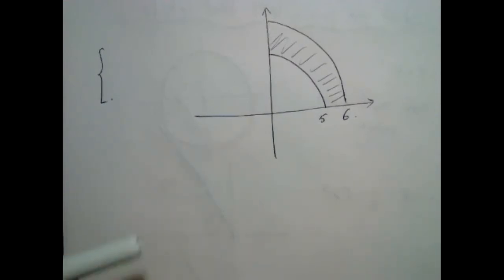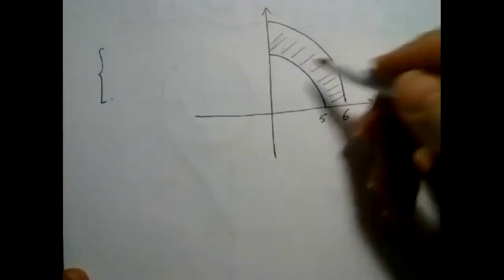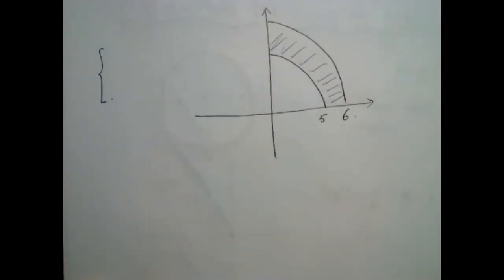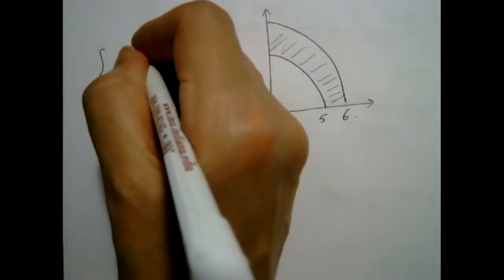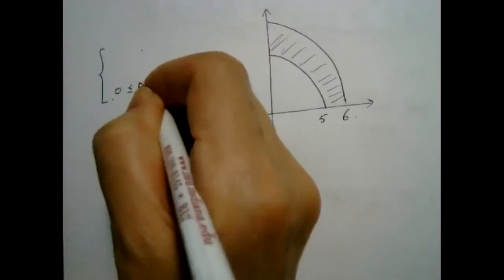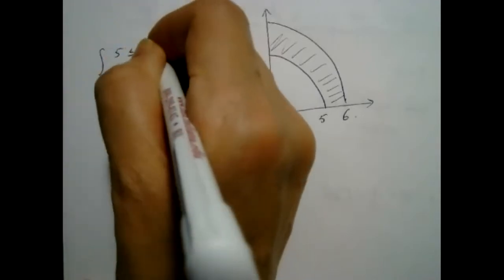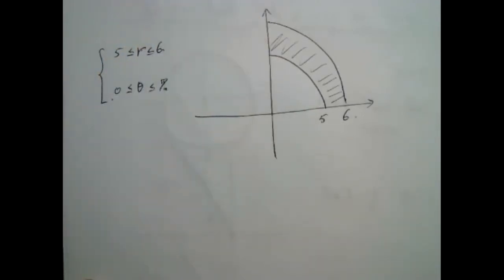So you want to describe it to somebody. Tell them, okay, these are all the points whose polar coordinates satisfy those conditions. What conditions do the polar coordinates satisfy that will give you this region? Theta is 0 to pi over 2, and r will be 5 to 6. That's it. Very easy way to describe this region. The easiest possible way, even easier than using Cartesian.